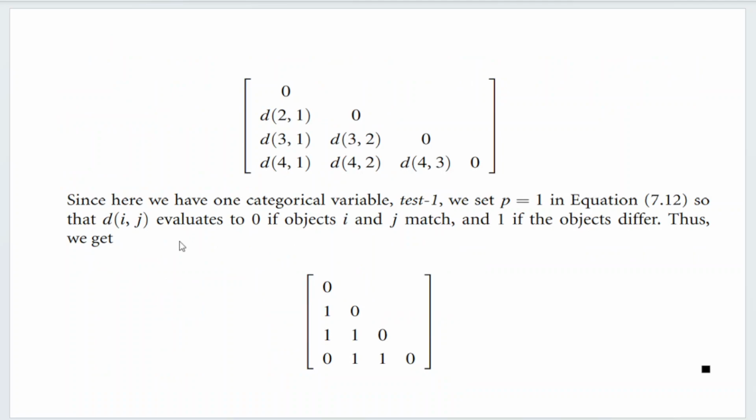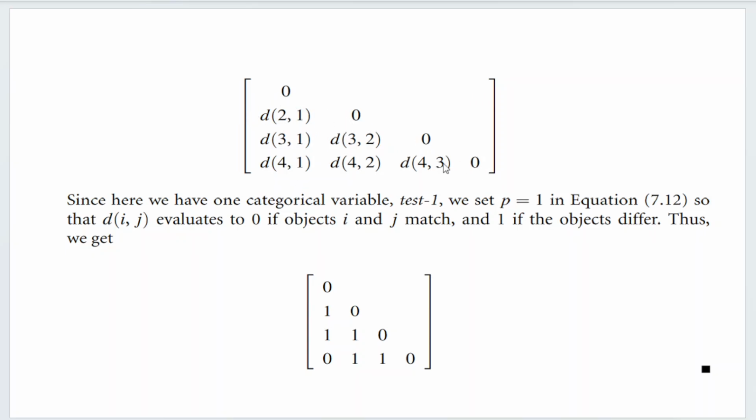And how to calculate the dissimilarity of i comma j, which will evaluate to 0 if it matches. If the d of i comma j is going to match, it will be evaluated to 0 if both are the same. That means if i comma j matches, we will keep the value as 0. So based upon these things we are going to represent the categorical variables. So all the diagonal elements are 0.